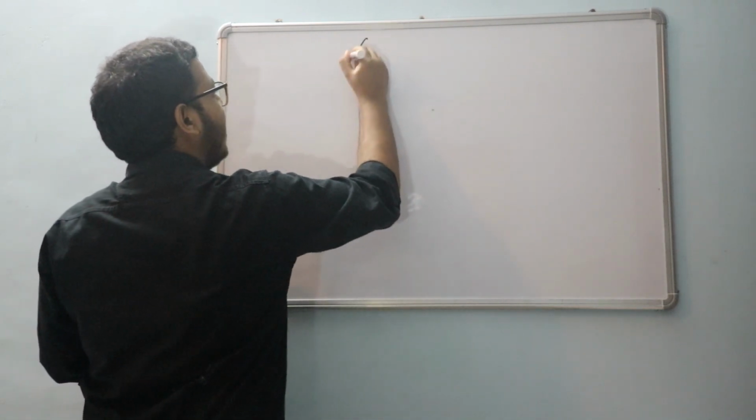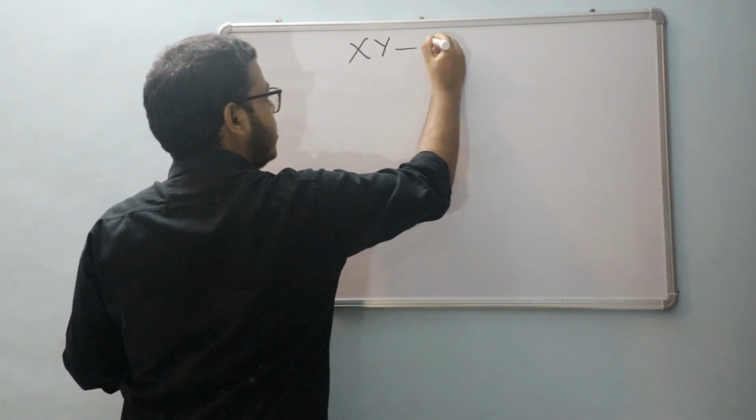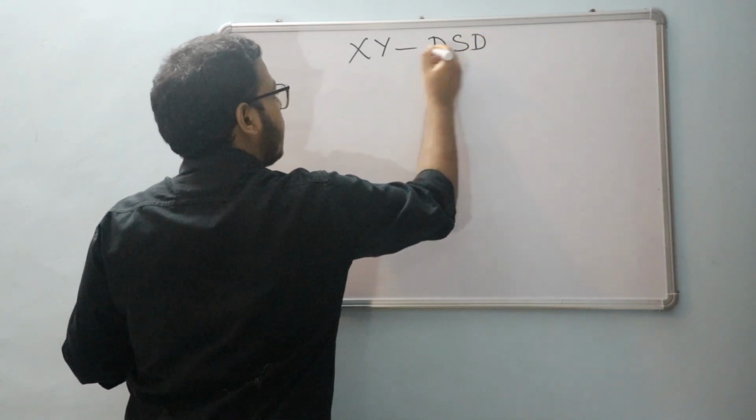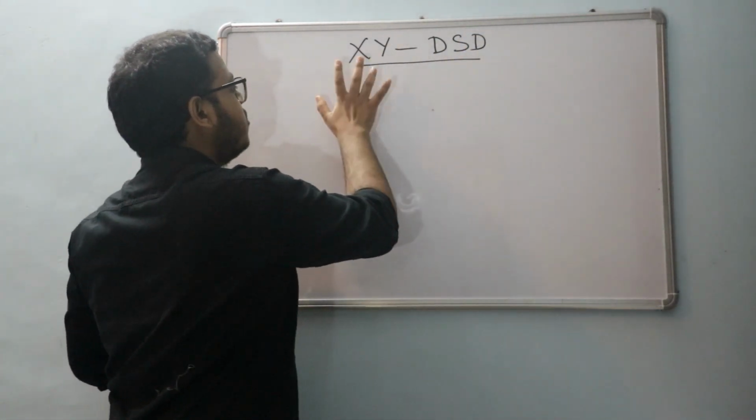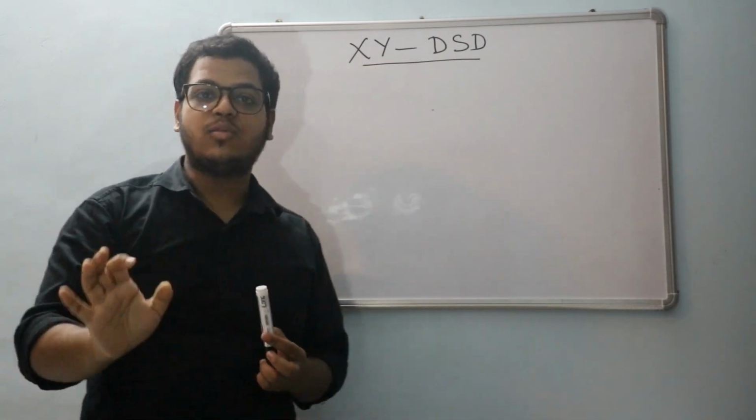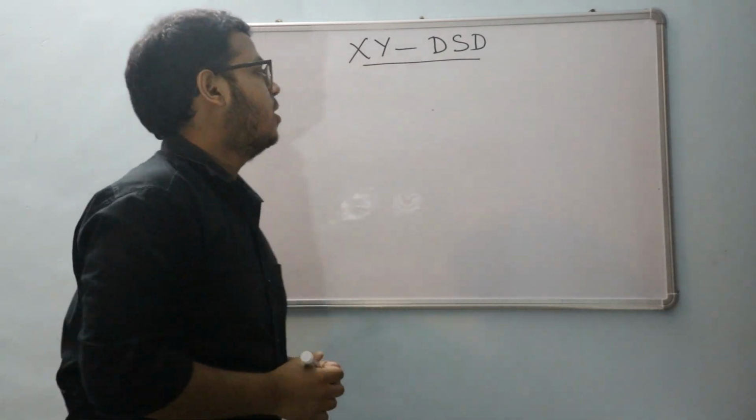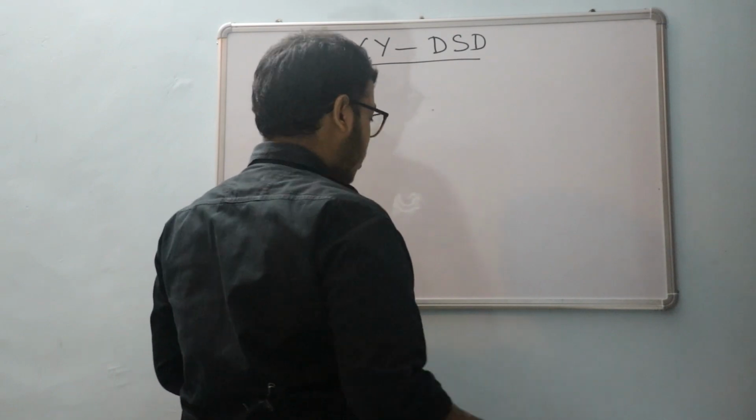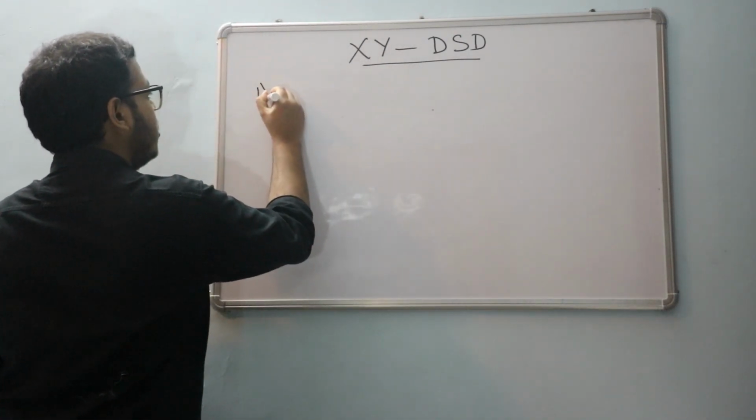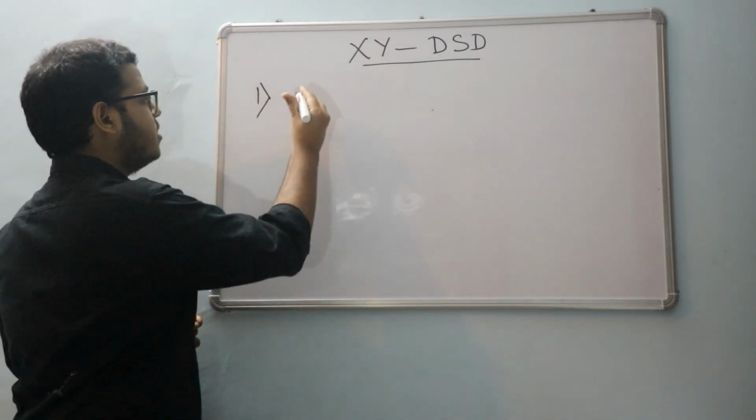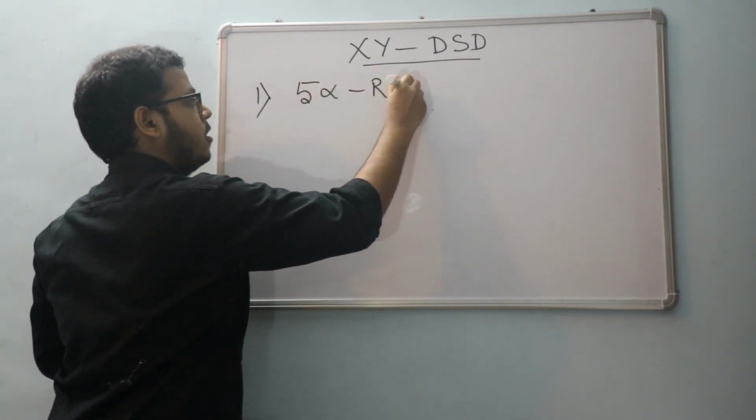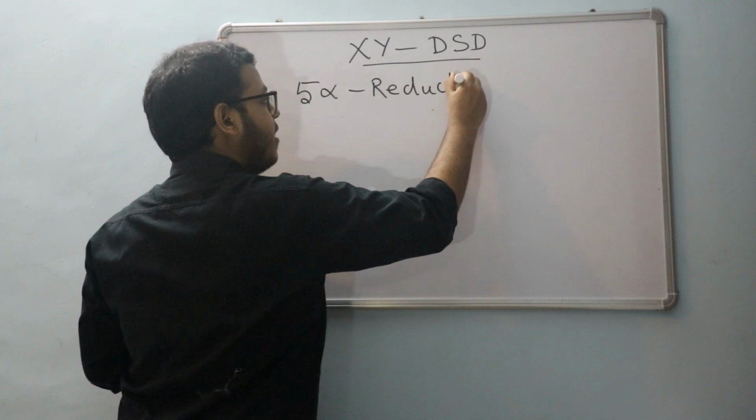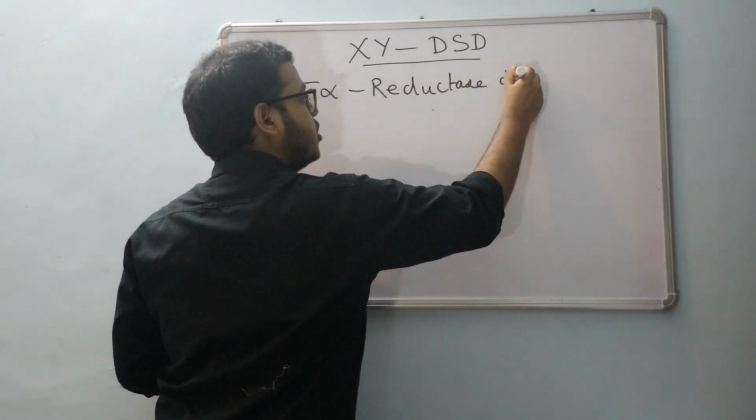Now the XY DSDs. XY DSD means the disorders of sexual differentiation when the karyotype is XY, that is 46XY. Now, the first thing that we will discuss today, the first disorder, is the 5-alpha reductase deficiency.